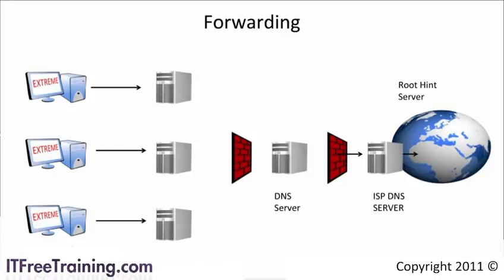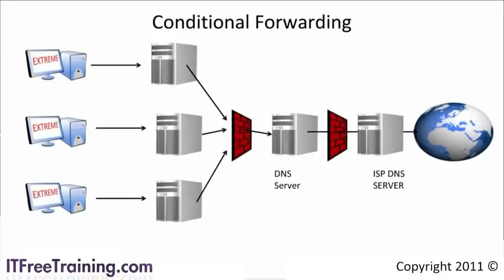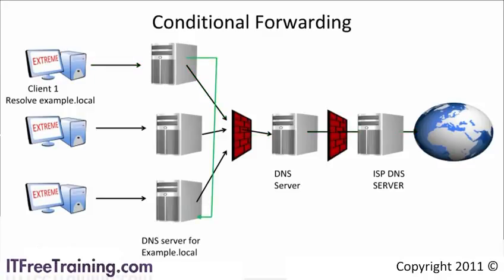This can present a problem if you have DNS names that cannot be resolved by the Internet DNS server. When this occurs, you may want to use conditional forwarding. Consider this example. Client 1 wants to resolve example.local. The request goes to the ISP DNS server. .local domain names are private use only. Your ISP DNS server does not know how to resolve this DNS address. The DNS server at the bottom of the screen hosts the DNS records for example.local. You want all the requests for example.local to go to this DNS server.